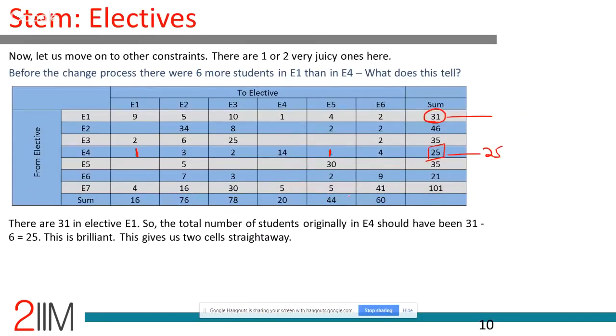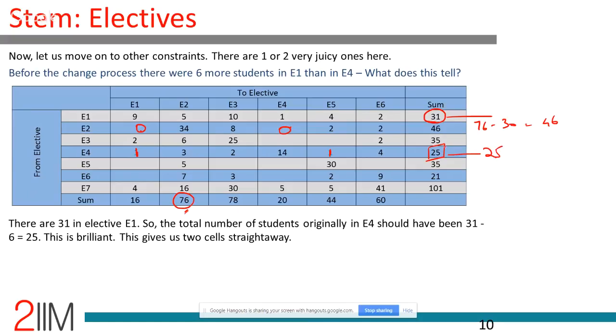These 2 are 1. We've done that. E2 ends with 76. This number we are confident of. E2 should have begun with 76 minus 30, which is 46. What does this tell us? These 2 cells should both be 0.